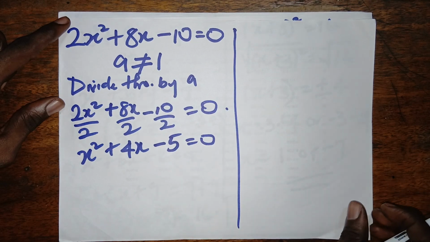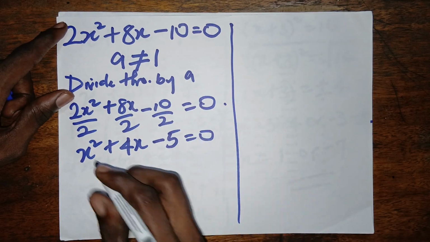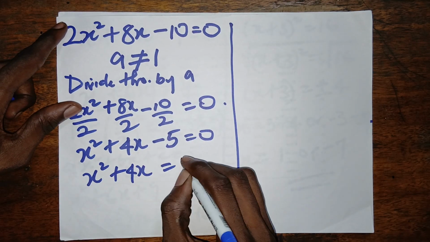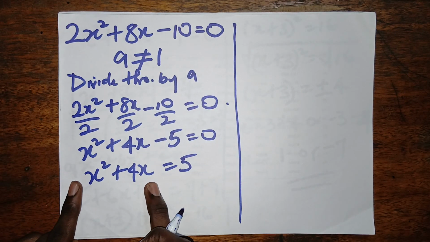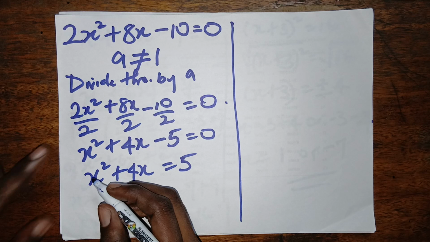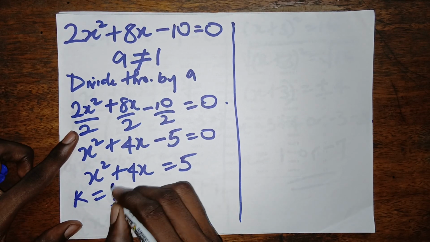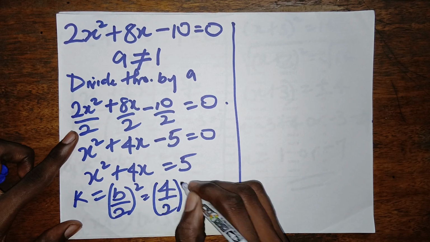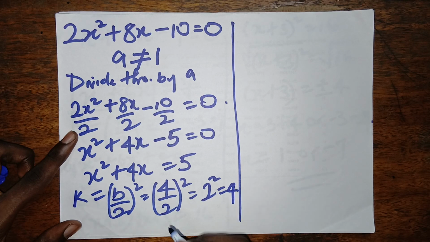Then continue with the same steps we have here. The first step is to take the constant to the other side. We have x squared plus 4x equals 5, as 5 goes to the other side. Then you make this a perfect square by using the formula b over 2 whole squared, which is 4 over 2 whole squared, and that gives us 4.